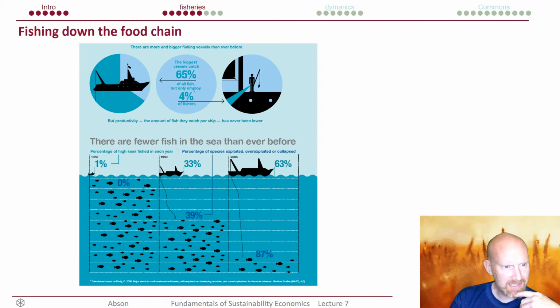You can see that, and this is often called fishing down the food chain. You can see from this figure that in the 1950s the fish stocks were rapidly declining, with a 39% decline by 1980 and an 87% decline by 2006. When those fish which were easy to catch at the surface were diminished, people simply fished deeper into the oceans and caught other sorts of fish.